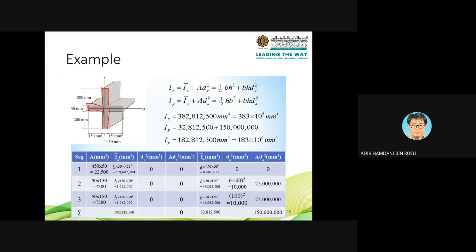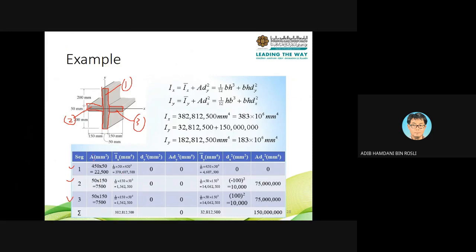Sorry, it's not straight. This is the third segment. It's okay. You see that? This is the first, this is the second, and this is the third segment. So again, you make the table: segment 1, segment 2, segment 3, right?